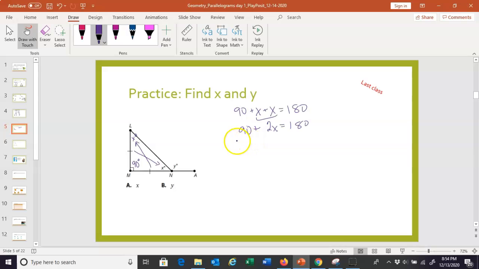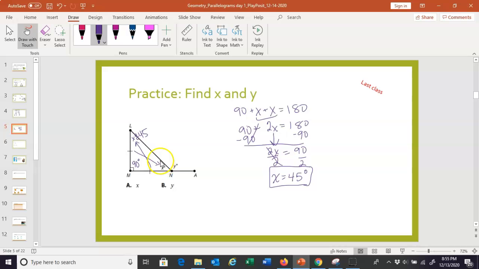And then to get x by itself, we're going to subtract 90 from both sides. 2x equals 90. And then divide by 2. And hopefully this feels familiar and you're remembering how to solve equations. We've done it here and there throughout our class. And look, it's 45 degrees. Each of these angles is 45.